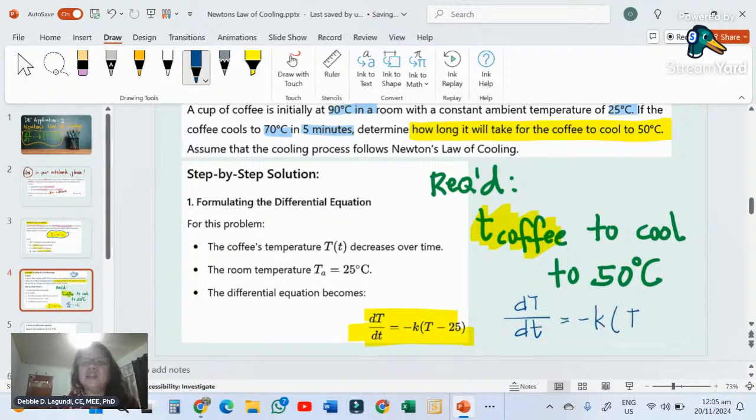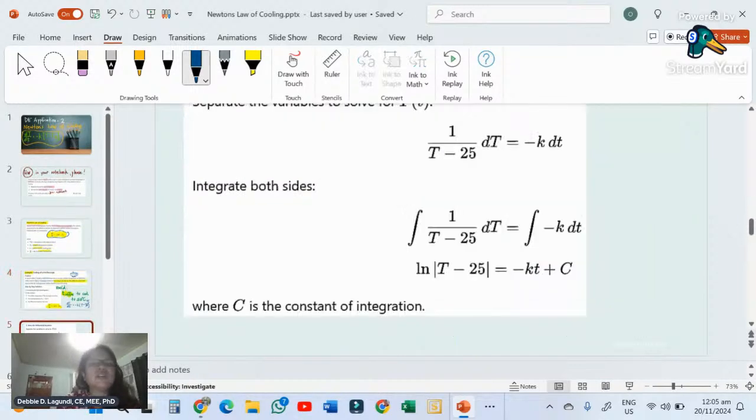k (T minus TA). Now, what is TA in here? The TA is the room temperature, which is 25. That's why dT over dt is equal to negative k (T minus 25). Okay, let's go to the next slide.